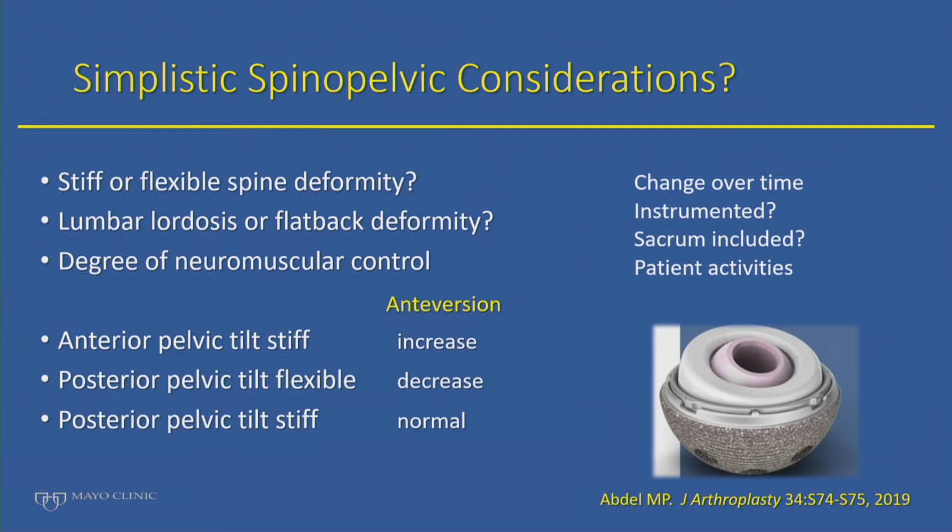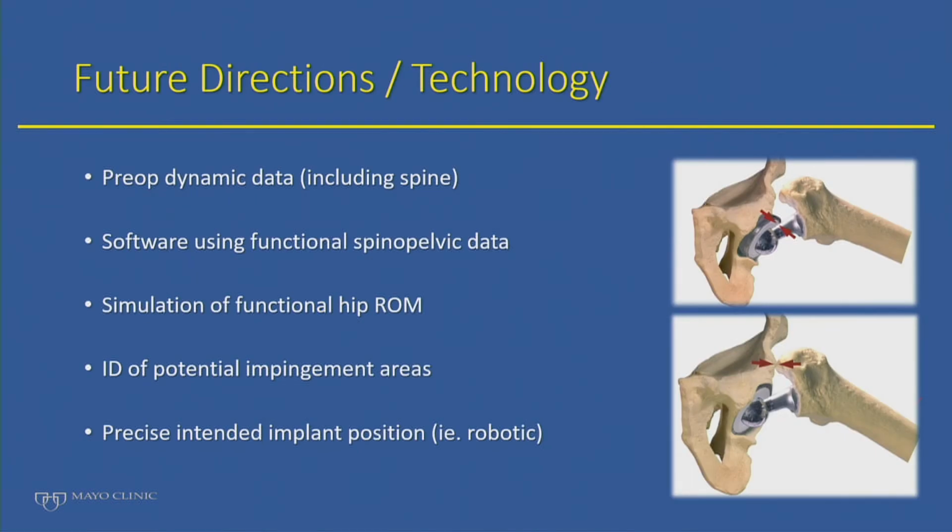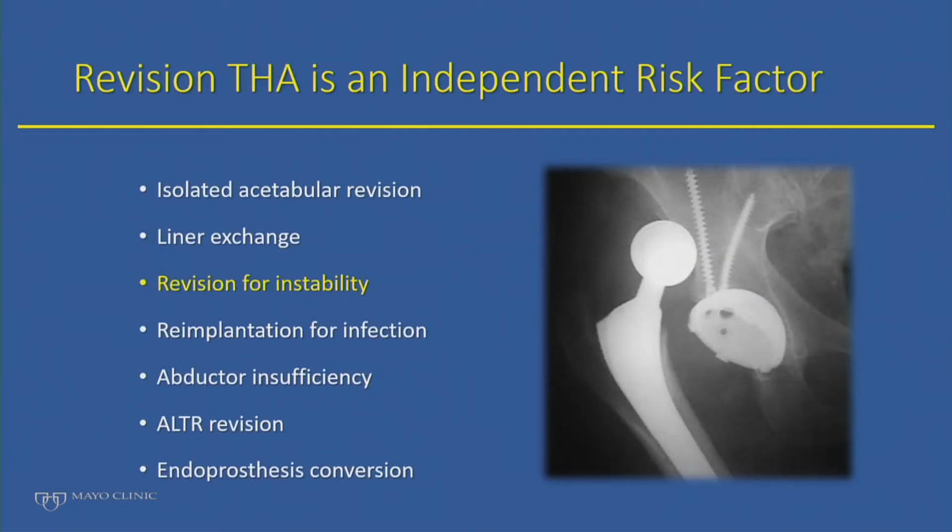We can talk on the panel more about all these values. So what can you do in these situations in the primary setting? Well, I think there's newer pathologies coming on to identify all this dynamic data, inputting it to software, try to simulate functional motion and change your cup, but you're going to need to have something that allows you to do this more accurately. Now, I'm going to move on to revision.